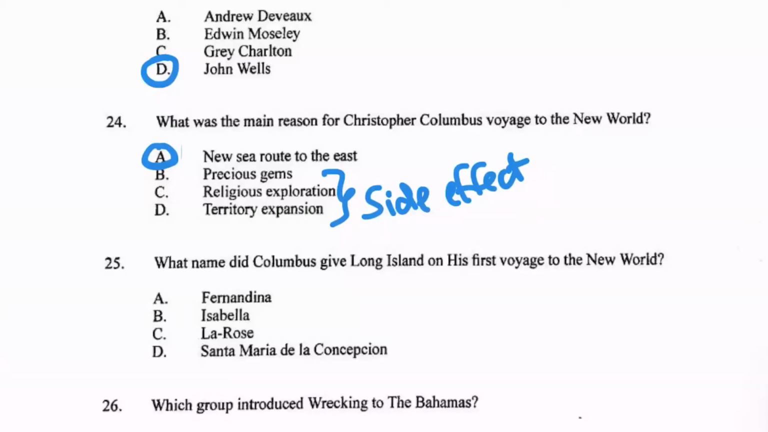Number 25, what name did Columbus give Long Island on his first voyage to the New World? A, Fernandina, B, Isabella, C, La Rose, or D, Santa Maria de la Concepcion? I'm getting answers like A, Fernandina. Yeah, the answer is A.